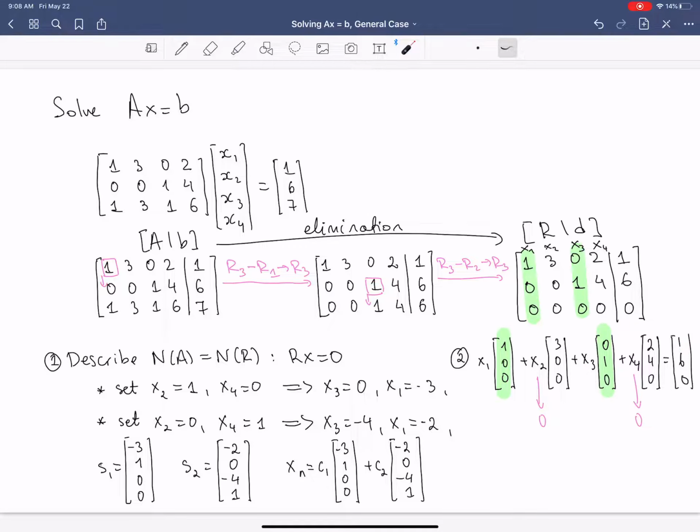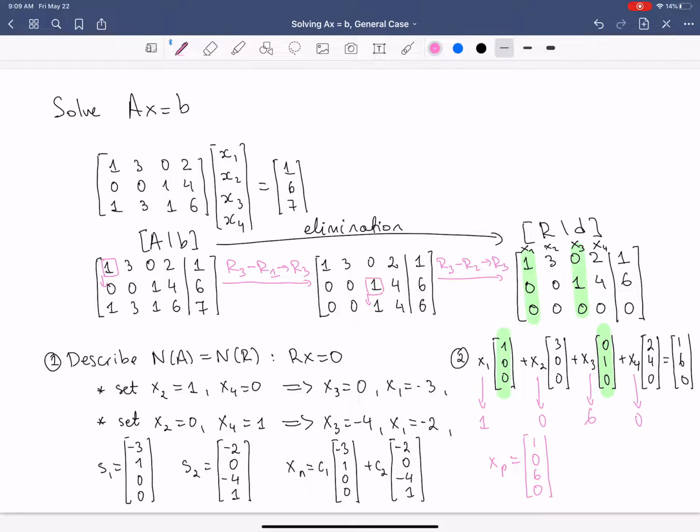And the respective components of b will always tell us what x1 and the corresponding x's in the pivot columns must be, just from these entries. So it's immediately clear that x1 must be 1 and that x3 must be 6. So the particular solution xp is 1, 0, 6, 0. So we have found the particular solution and we have found the null space solution.